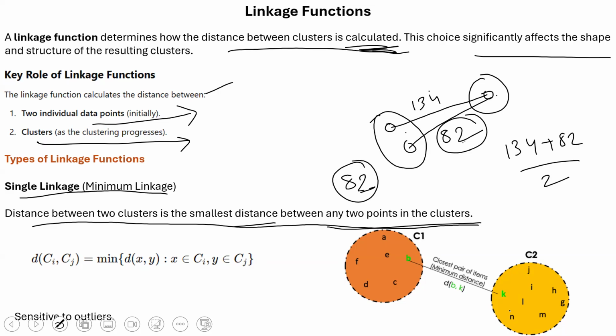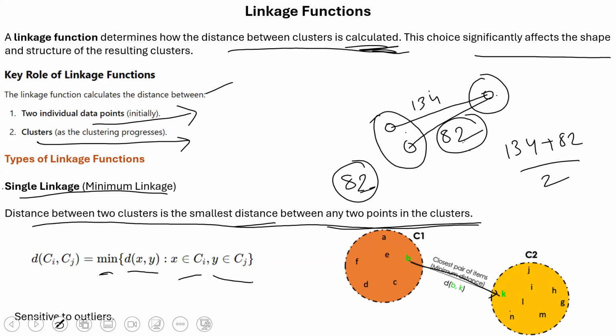So we calculate the distances from every point to every other point, and the smallest distance is the one we consider as the distance between the two clusters. So single linkage says the minimum of distances between x and y, where x belongs to cluster Ci and y belongs to cluster Cj. Calculate the distances between every 2 points and take the minimum of those distances, which will be the distance between the clusters.